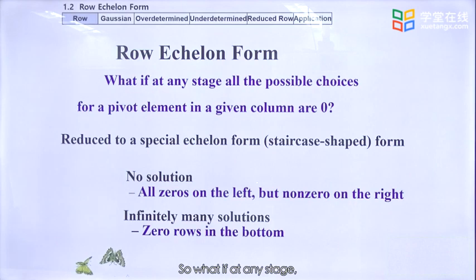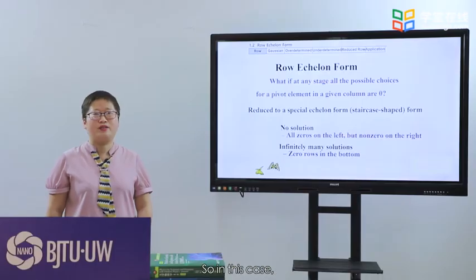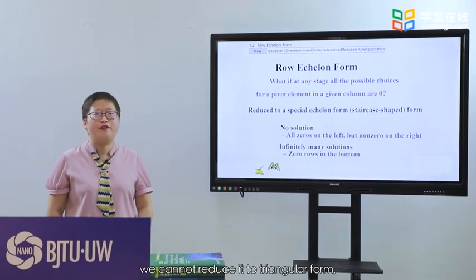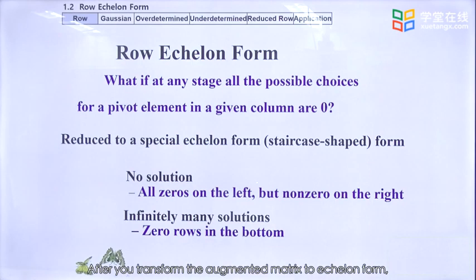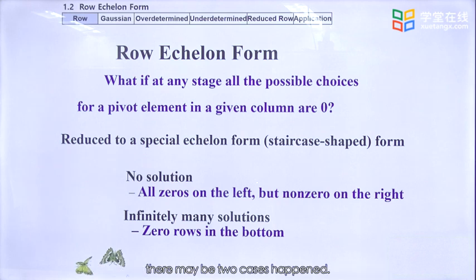So what if at any stage all the possible choices for a pivot element in a given column are 0? In this case, we cannot reduce it to triangular form, but we can reduce it to a special echelon form, a staircase-shaped form. After you transform the augmented matrix to echelon form, there may be two cases.